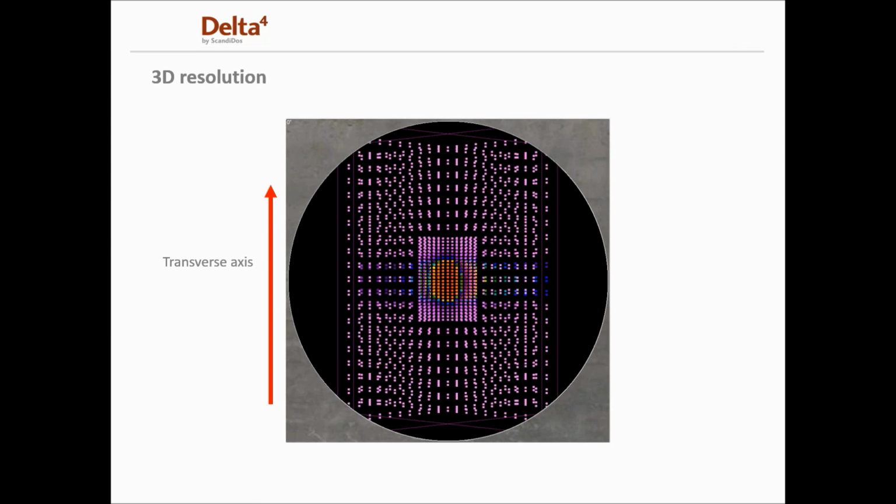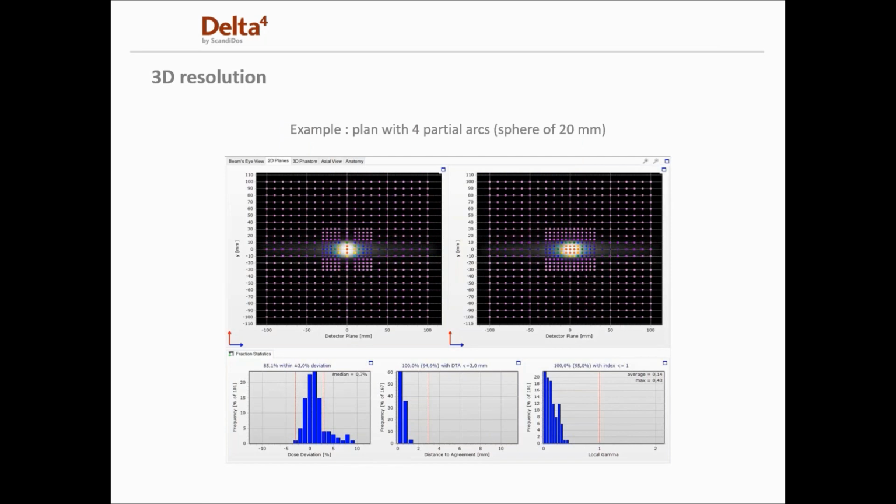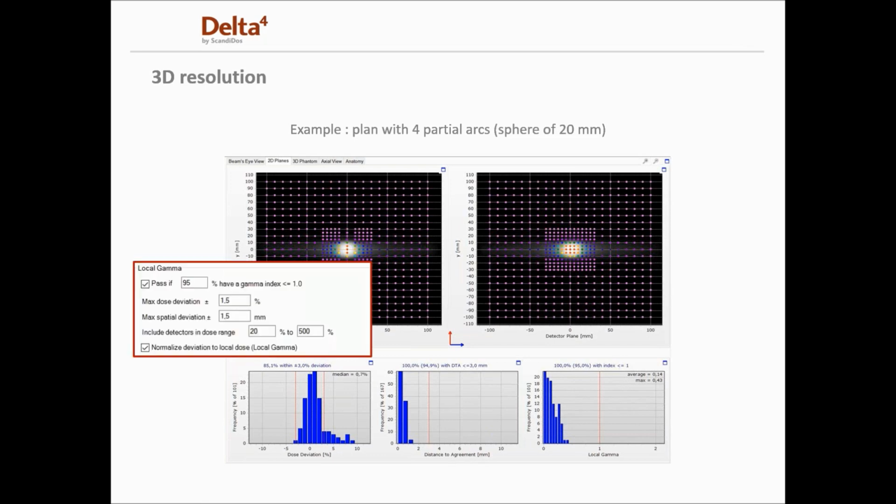Let's take two examples. First, we use fields irradiating a sphere of 20 millimeters. This measure has been done with only one measurement. There is no merge in this case. If we include all diodes measuring more than 20% of reference dose, you can see that 100 diodes are in the volume of interest.